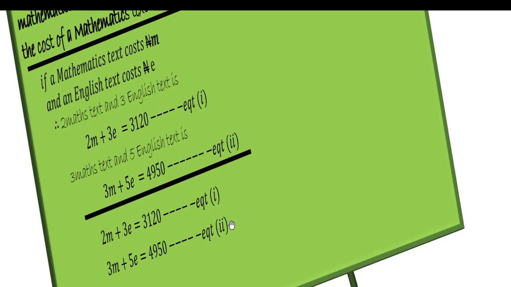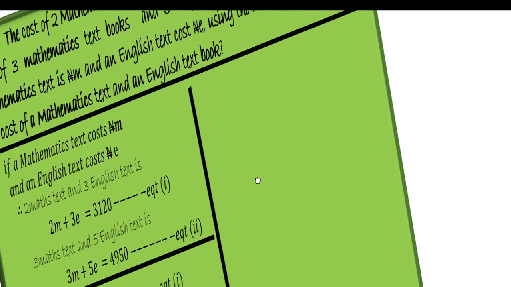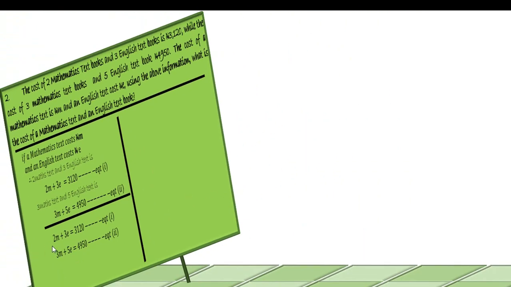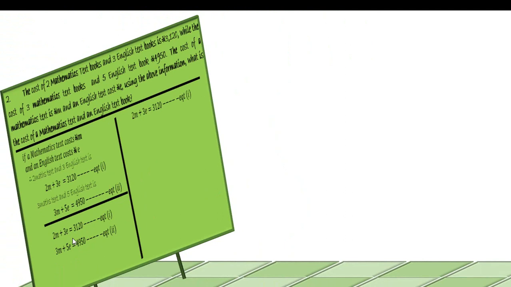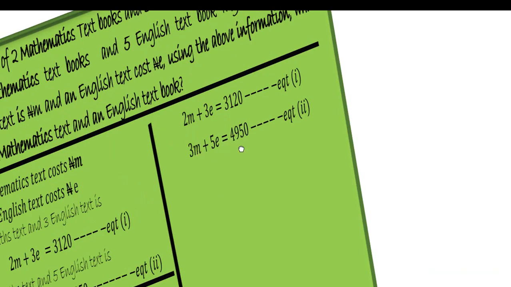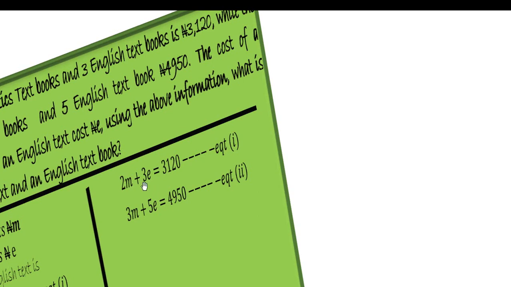So ruling our board. From here you can see that we are taking equation 1 and equation 2. So you have 2m plus 3e equals 3,120, equation 1. Then you have 3m plus 5e equals 4,950, equation 2. I want to eliminate something.